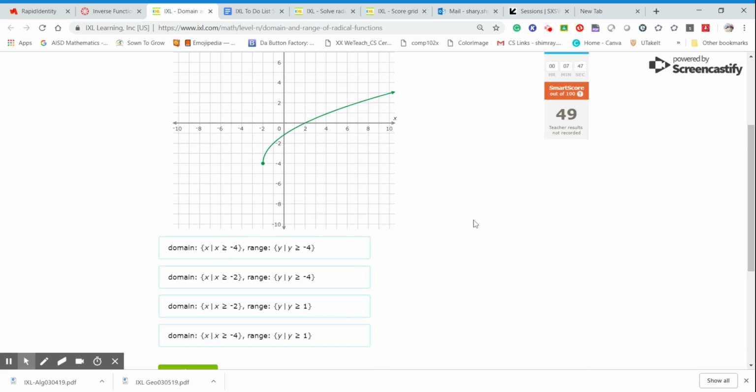Now for this one, you look at the domain, which is x, right? So x is greater than or equal to negative 2. And y is greater than negative 4, right? Because here is negative 4, and x is negative 2. So this is what you should pick.